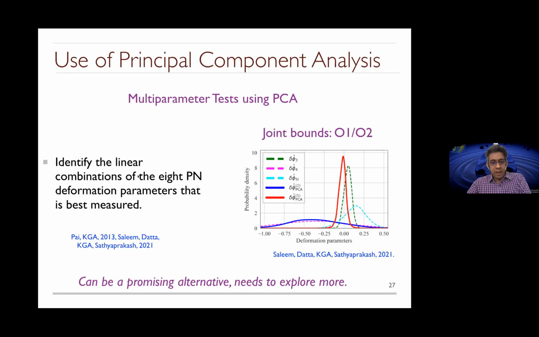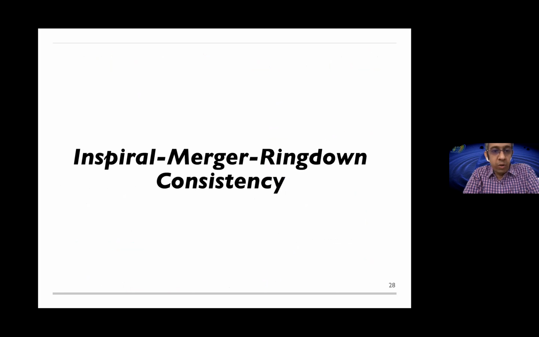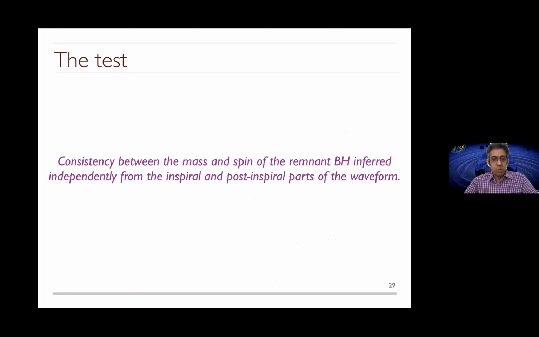Okay, so now with that, let me go to the next one. It is the last test I want to discuss, the inspiral merger ring-down consistency test. This looks for consistency between the mass and the spin of the remnant black hole, inferred independently from the inspiral part and the post-inspiral part.